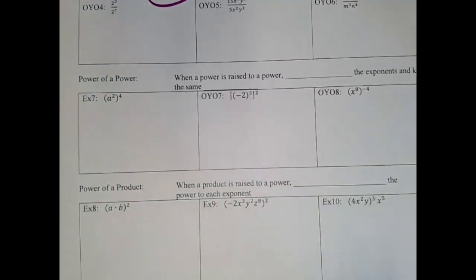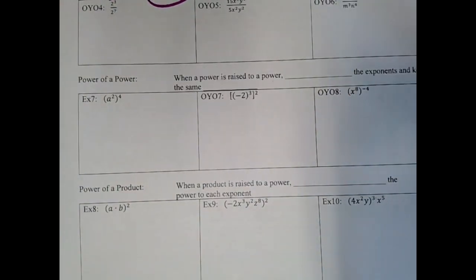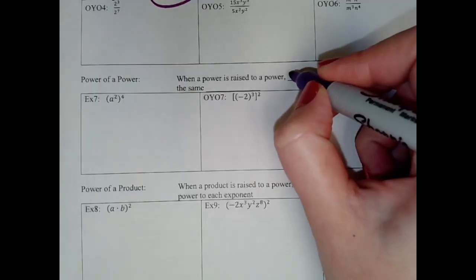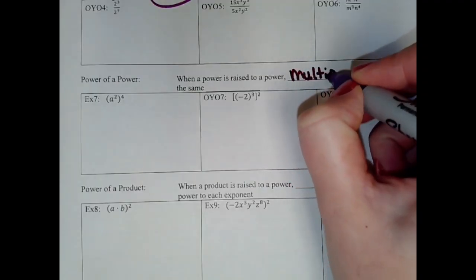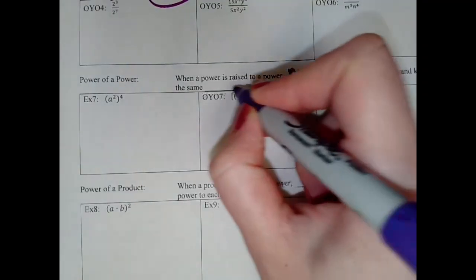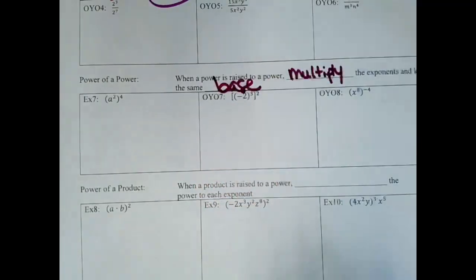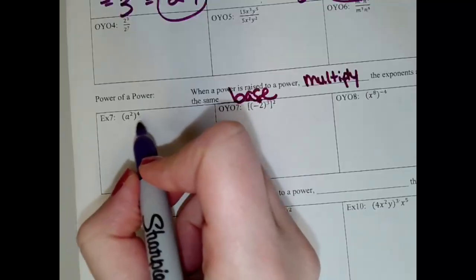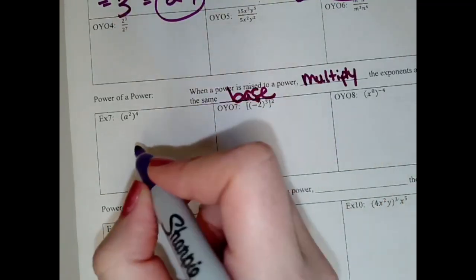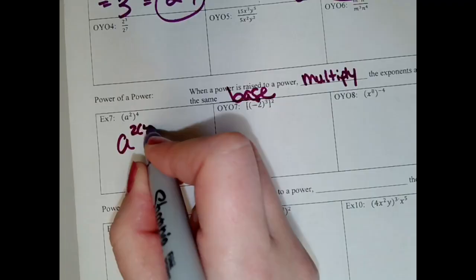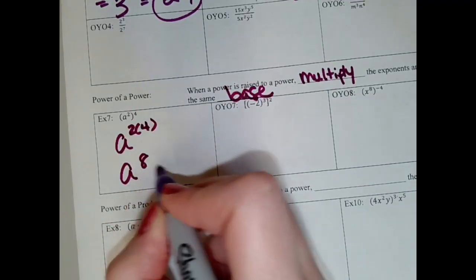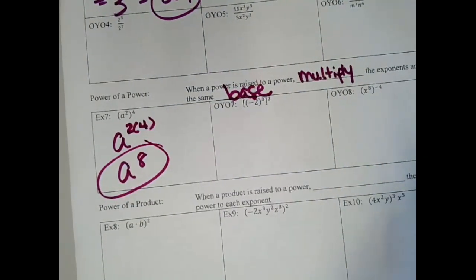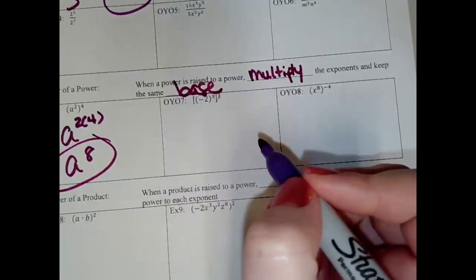We're going to jump to power to a power. When a power is raised to a power, you multiply the exponents and keep the same base. So power to a power, if you ever see something like this, you're just supposed to be multiplying them together. This is a to the 2 times 4, or a to the 8th power. That doesn't simplify because it's a variable to a power, so we're good to move on.